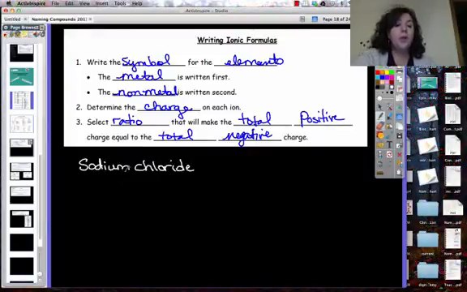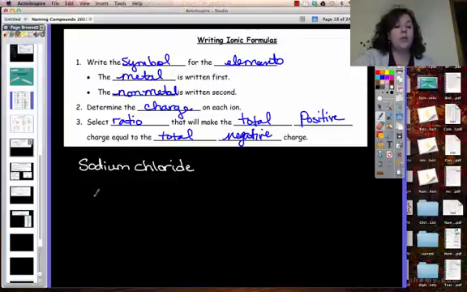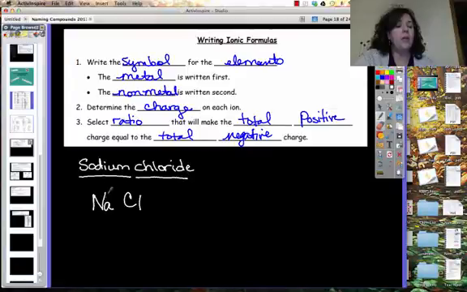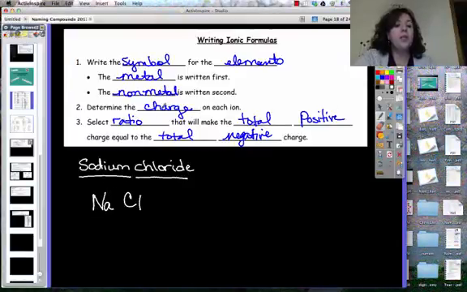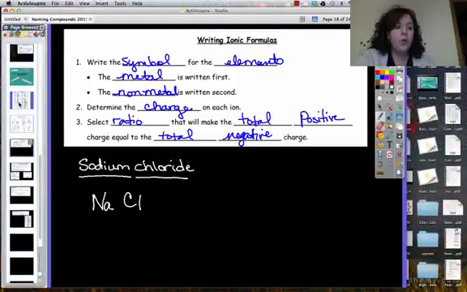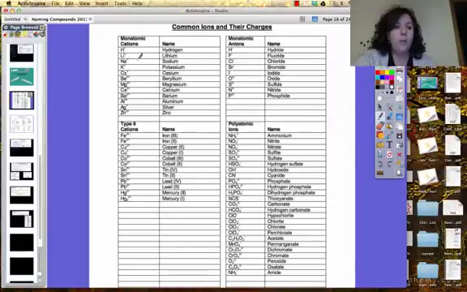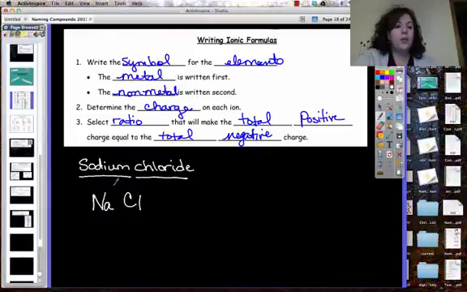So the first thing we want to do is write the metal first. So the metal is Na, the nonmetal is Cl, and it's going to be named the metal and the nonmetal. All right, then we need to determine the charge on each ion. If you look at your periodic table, or you can go back and look at this, if you find sodium, sodium is a +1. Chlorine over here is a -1. So we would do +1, -1.